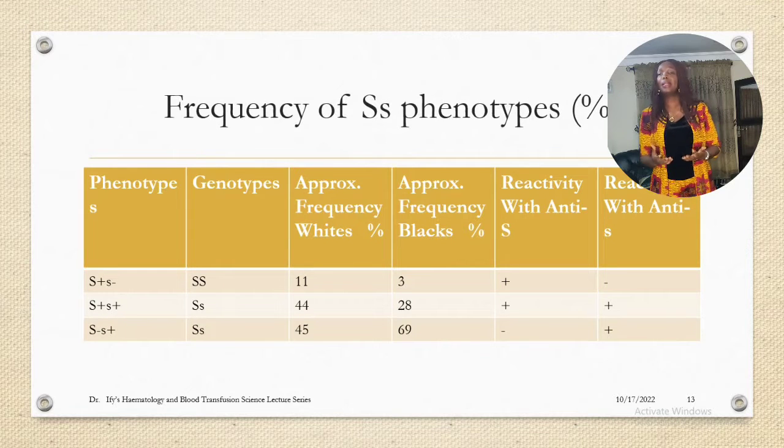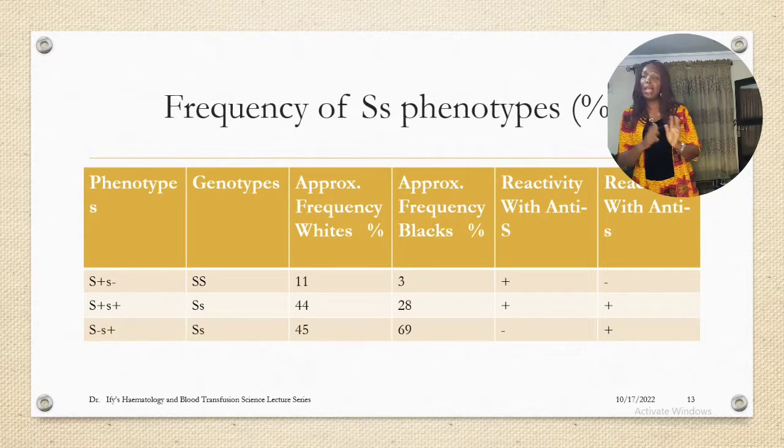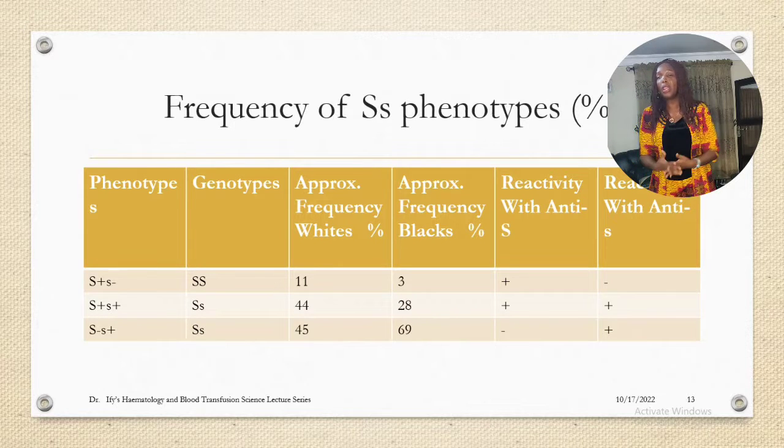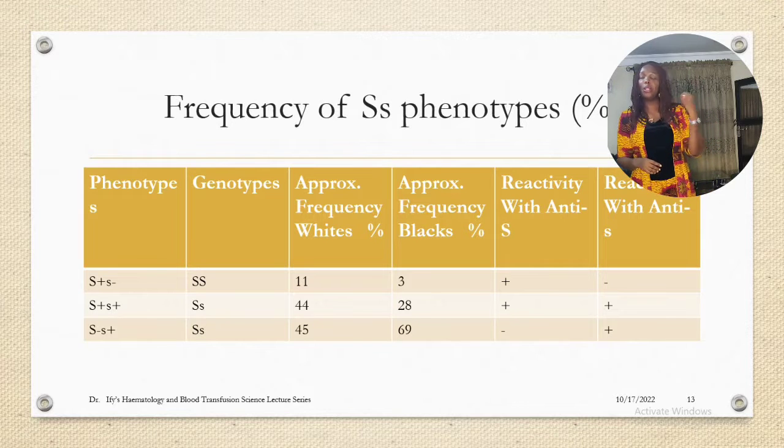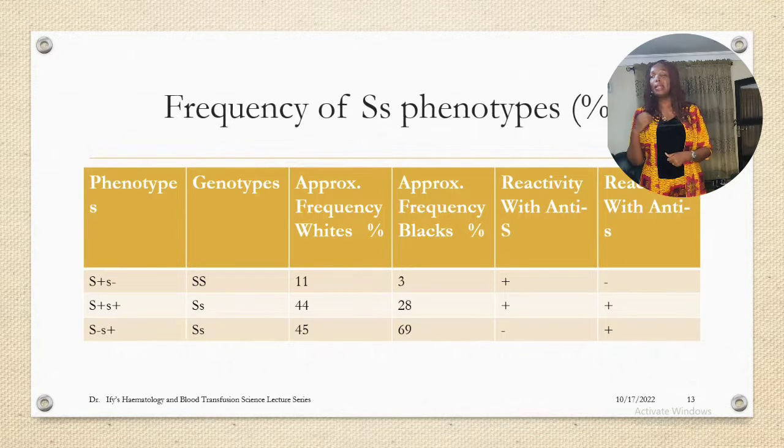Now, with the little s phenotype, those that are positive for big S and negative for little s have the genotype big S, big S. You have approximately 11% in whites and 3% in blacks, and because they have big S, they will react positively with anti-big S and negatively with anti-little s.